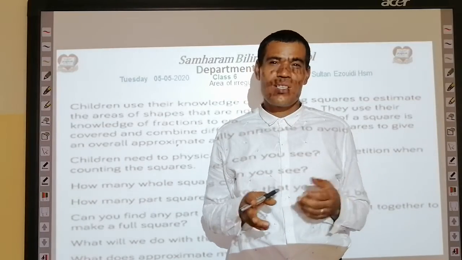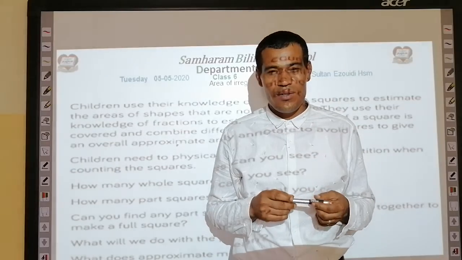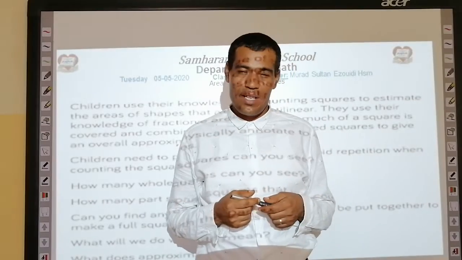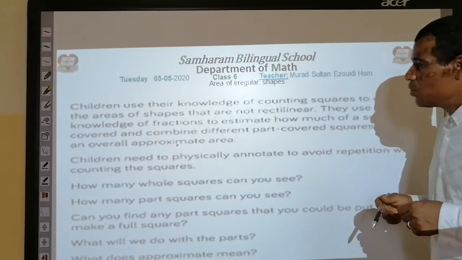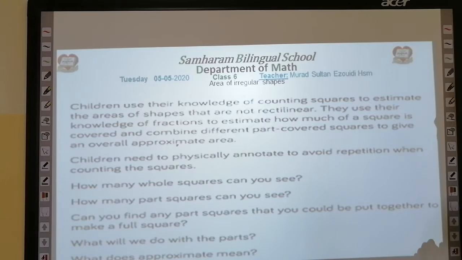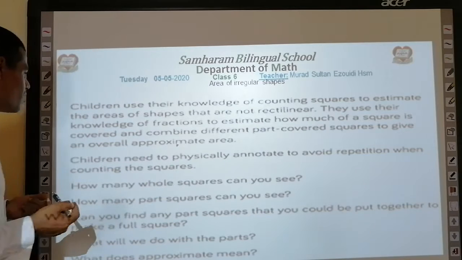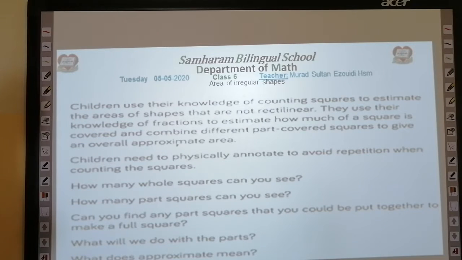Now we move to a new lecture that deals with the area of irregular shapes. Students use their knowledge of counting squares to estimate the area of shapes that are not rectilinear. They use their knowledge of fractions to estimate how much of a square is covered, and combine different part-covered squares to give an overall approximate area. Students need to physically annotate to avoid repetition when counting the squares.